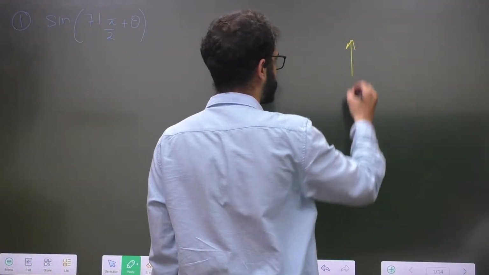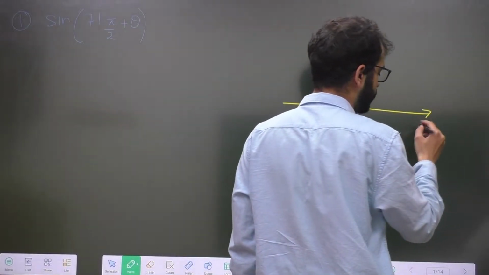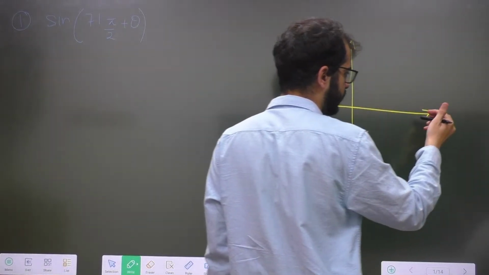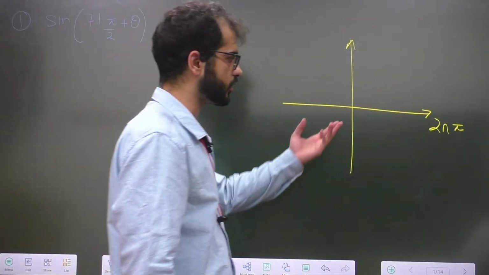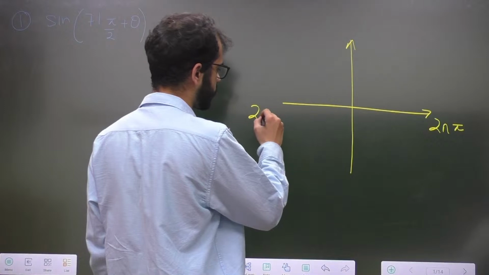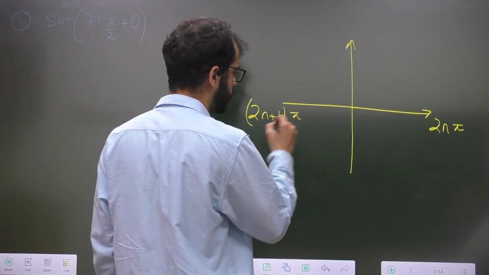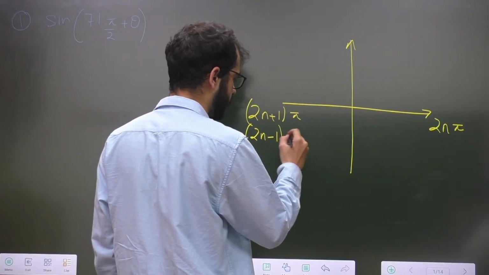The topic which we studied was that on the horizontal axis, on the right hand side, that is the positive x axis, the angles will be 2n pi, that is even multiples of pi. On the negative x axis, the angles are going to be 2n plus 1 pi, that is odd multiples of pi, which can also be written as 2n minus 1 pi.